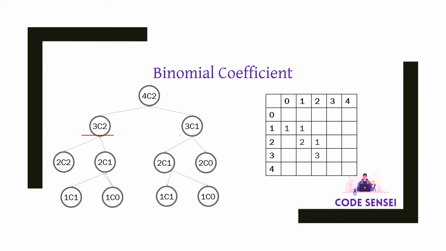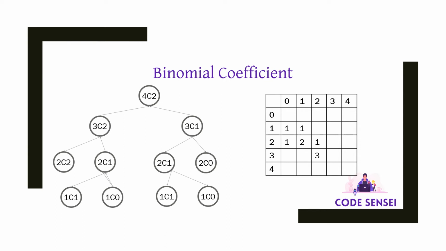Now we have to find the value for 3C1. For finding the value of 3C1, first we need to find the value of 2C1, right? So we'll go and look into the table. Is 2C1 there in the table? Yes. The value of 2C1 is 2. And then we are going to look into the table for the value of 2C0. It's not there in the table. So we are going to compute its value. Here you can see that the value of r is 0, which is a base case. So 2C0 is going to give us the value of 1.